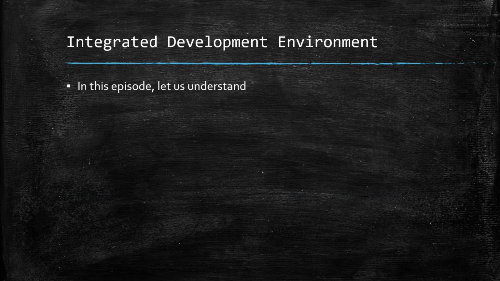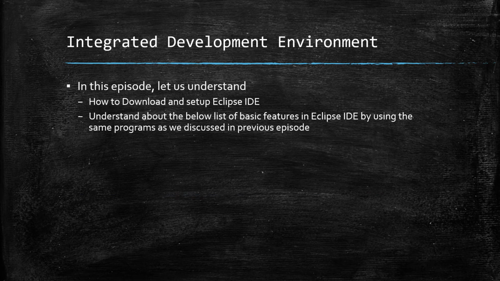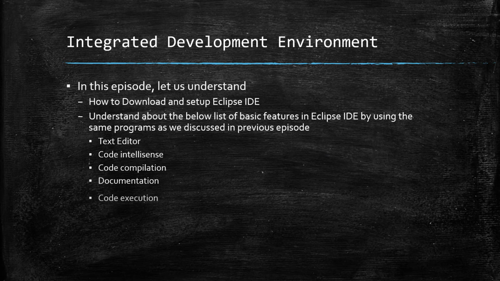In this episode, let us understand how to download and set up Eclipse IDE, and we'll understand the basic list of features in the Eclipse IDE by using the same set of programs as we discussed in the previous episode. We'll be looking at the text editor, code intelligence, code compilation, documentation, code execution, and code debugging features that are embedded as part of Eclipse IDE.